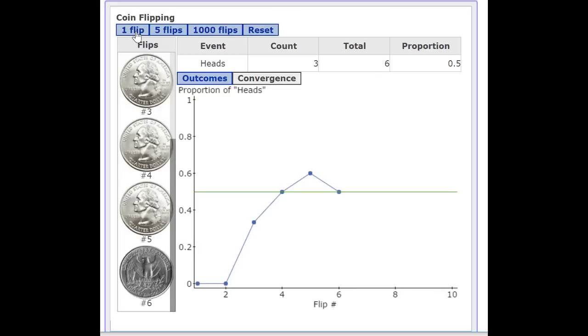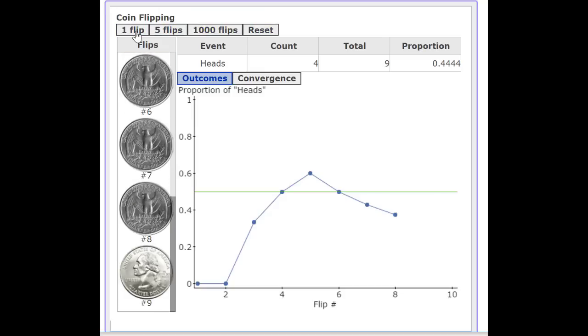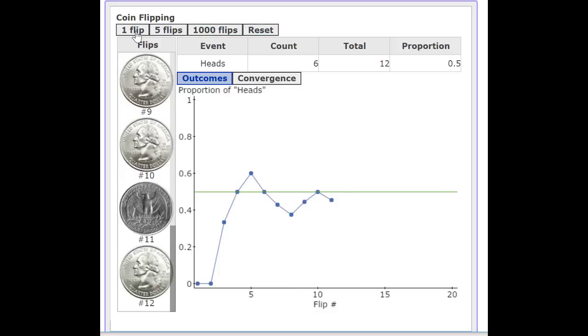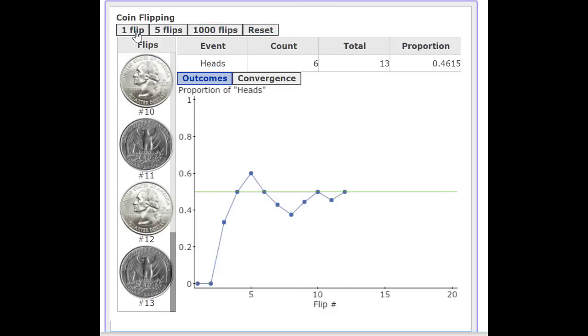But again, you don't know the answer is 50%, so you would just be in the dark, just flipping coins, flipping it again, and again. Okay, back to 50%, but you keep going, back to 50%, you keep going.